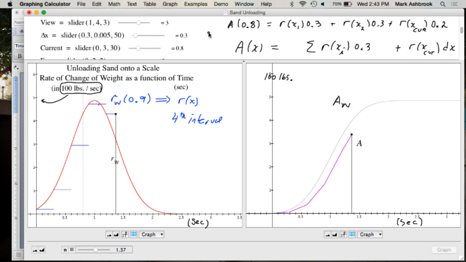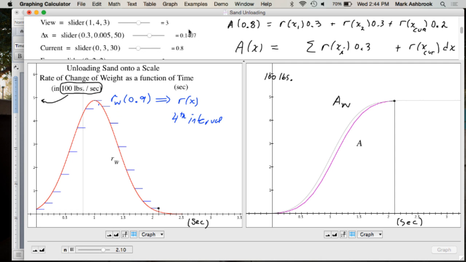Okay, so we mentioned it earlier. How do we get from A to A sub W? What's our next strategy? Currently our moment intervals are 0.3. By making the interval width smaller, the new R function will do a better job of reproducing R sub W, and therefore the A function will do a better job of reproducing A sub W. So let's go, say, to 0.1.